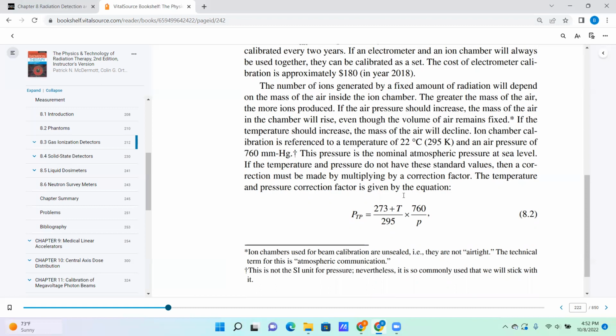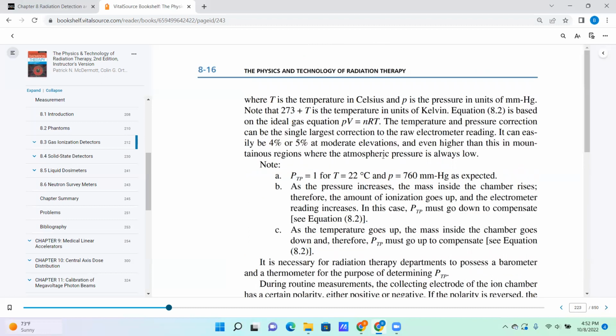Ion chamber calibration is referenced to a temperature of 22 degrees Celsius and an air pressure of 760 millimeters of mercury. This pressure is the nominal atmospheric pressure at sea level. If the temperature and pressure do not have these standard values, then a correction must be made, and that correction is done using this particular formula. And again, remember your pressure and temperature units.